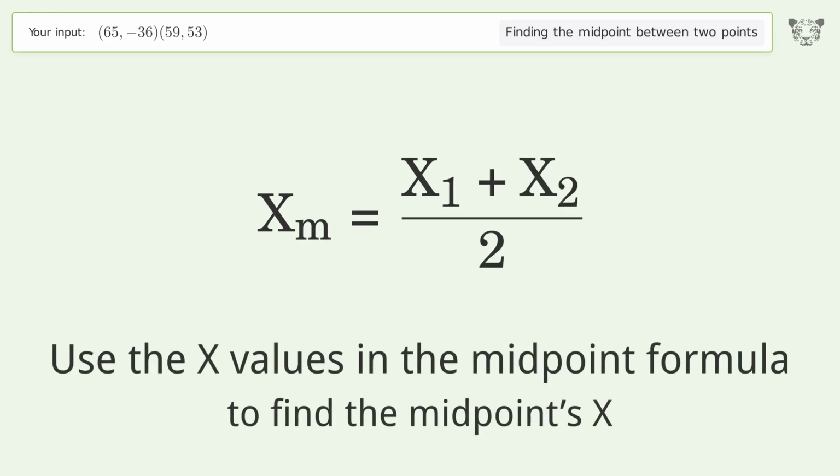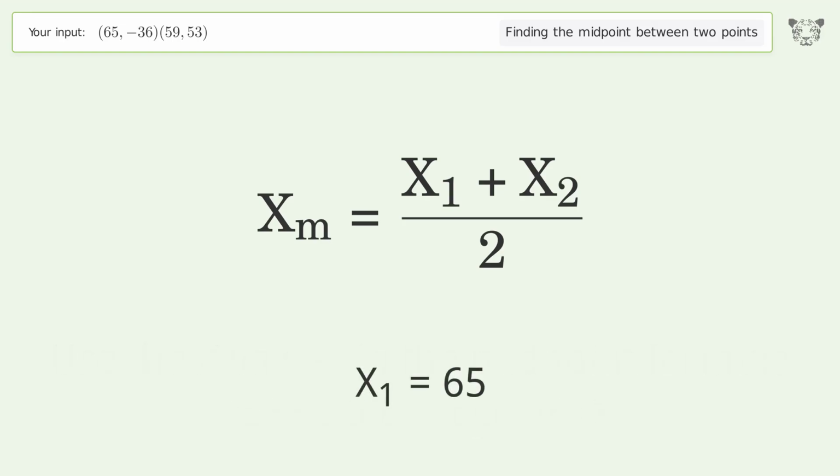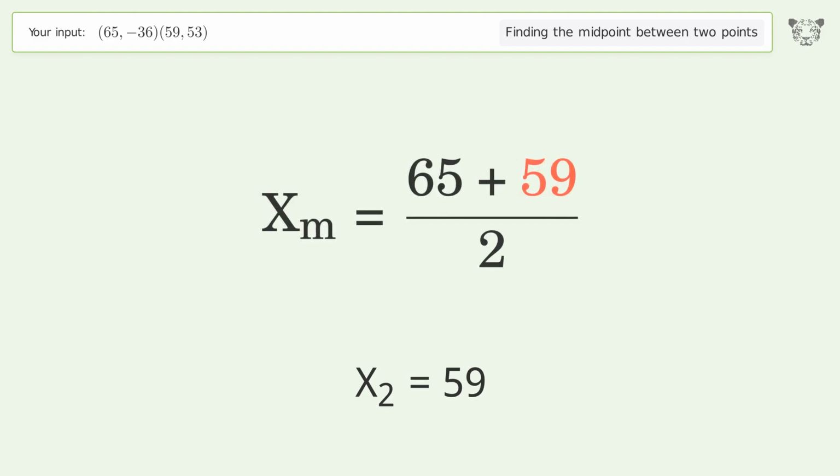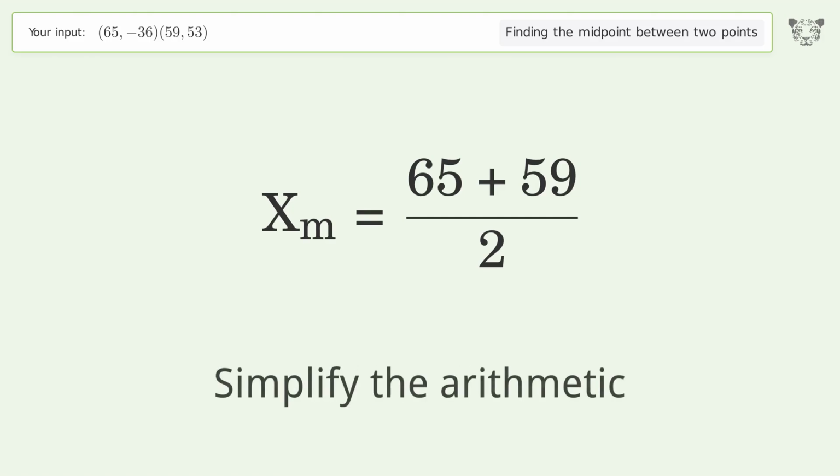Use the x values in the midpoint formula to find the midpoint's x. x1 equals 65. x2 equals 59. Simplify the arithmetic.